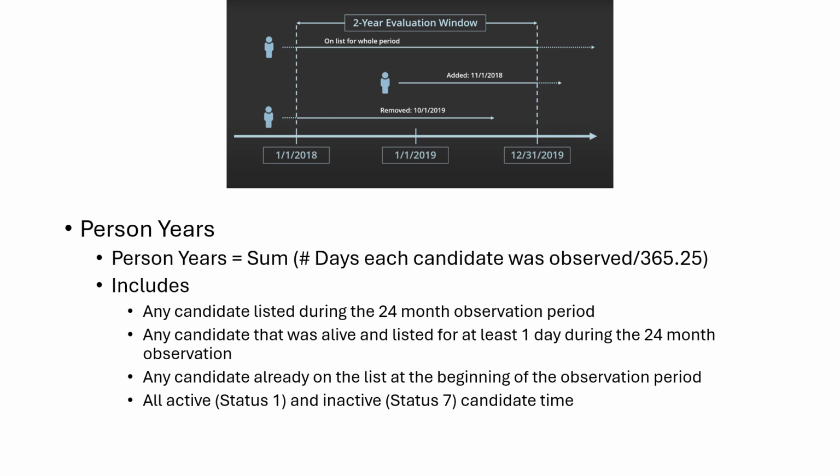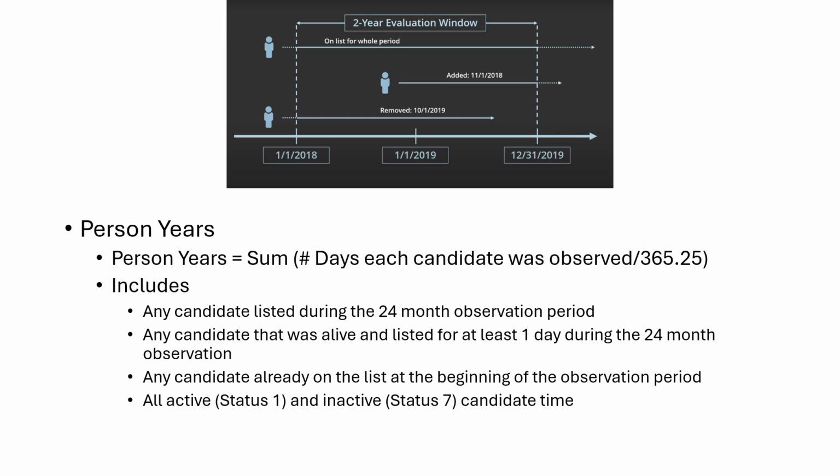Person years is an important value used in the calculation of the pre-transplant mortality rate ratio. Person years is used to represent the amount of time transplant candidates were on a specific transplant program's waitlist during the 2-year evaluation window. As we know, some candidates may be on a waitlist for the entirety of the 2-year evaluation period, whereas others may be on the waitlist for just part of that period.